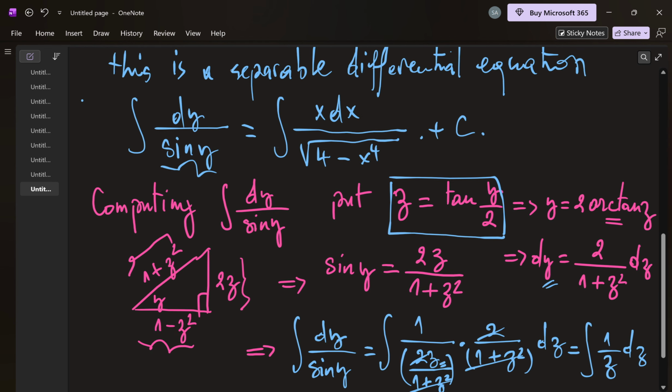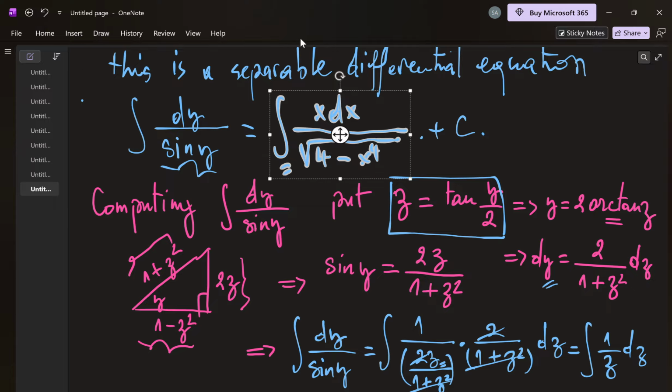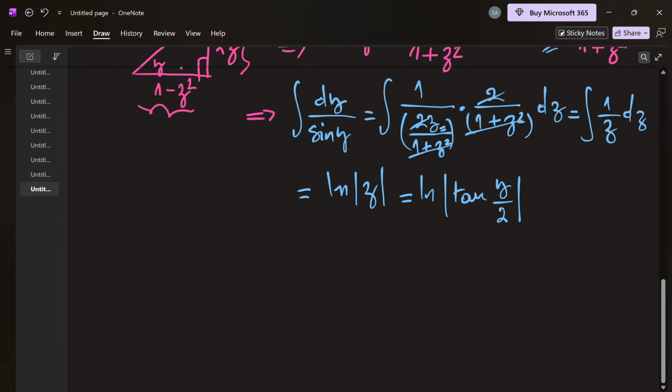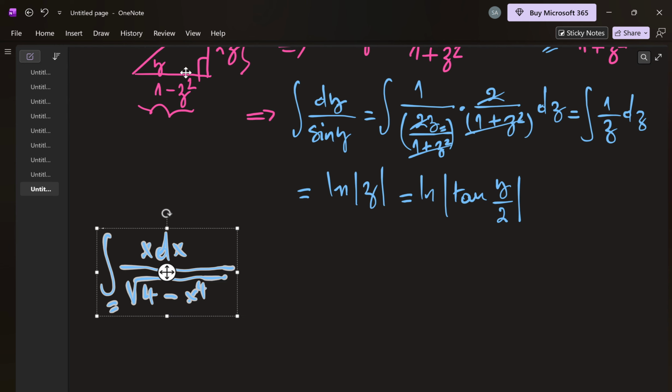Now you integrate this other part of the equation. We finished with this part. What remains is the integral of x over the square root of, here, so x over the square root of 4 minus x to the power 4.